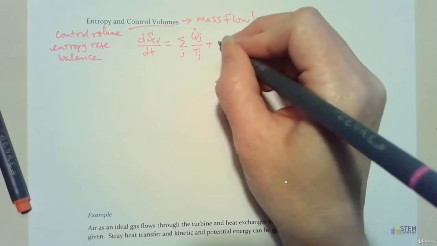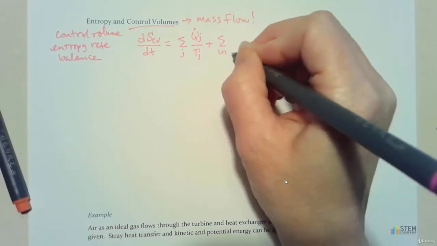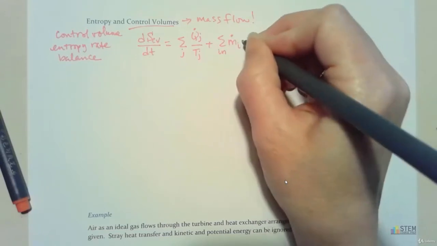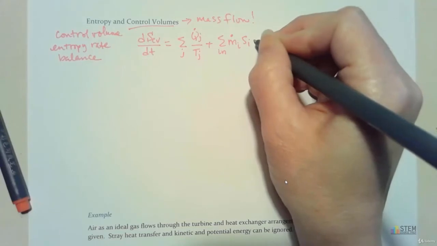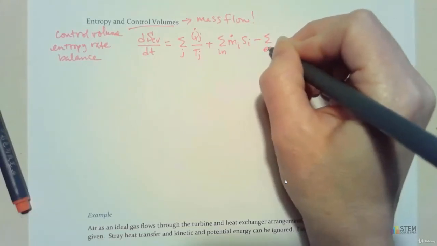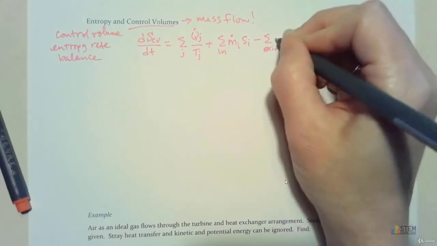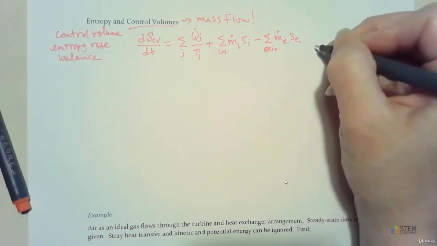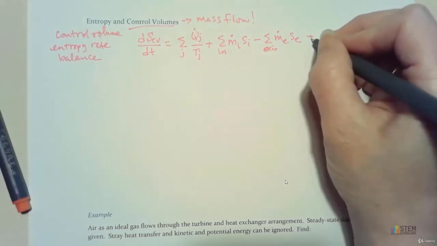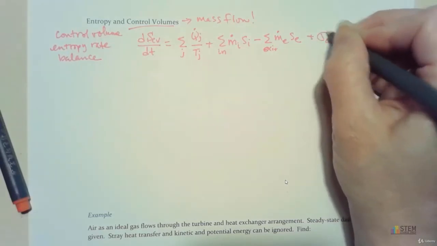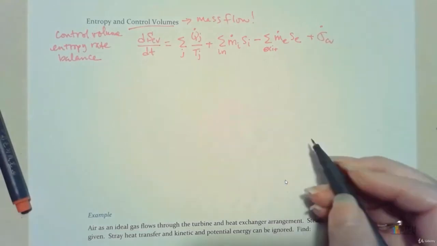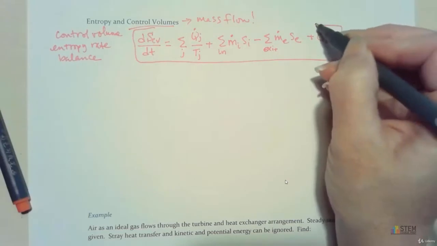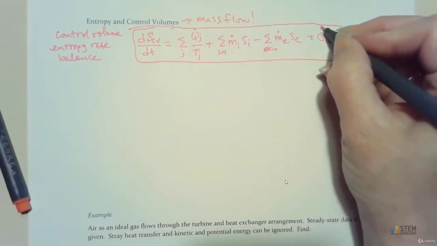Now this next term is for the inlets. So for the inlets, you're going to sum up all of the inlet mass flows times the entropy at the inlets. Then you're going to subtract, this is for the exits, the sum of all the exit mass flows times the respective entropies, and then we'll have plus sigma CV dot. And we'll define what all those are in just a second. Notice there's a dot up here.